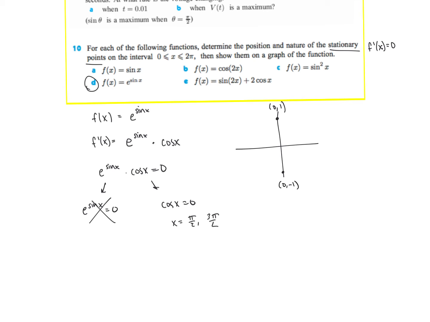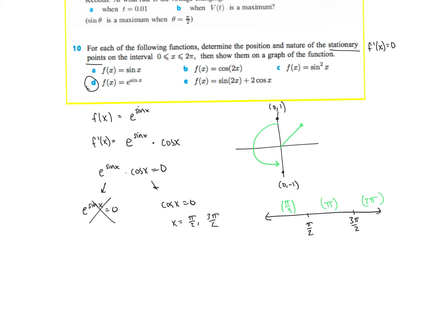Okay, so now I'm going to draw a sine diagram to classify these points. So I have pi halves and I have 3 pi halves. A number before pi halves, I'm going to choose pi fourths. A number between pi halves and 3 pi halves, I'm going to choose pi. And a number after 3 pi halves, I'm going to choose 2 pi. Okay, let's see how that goes.